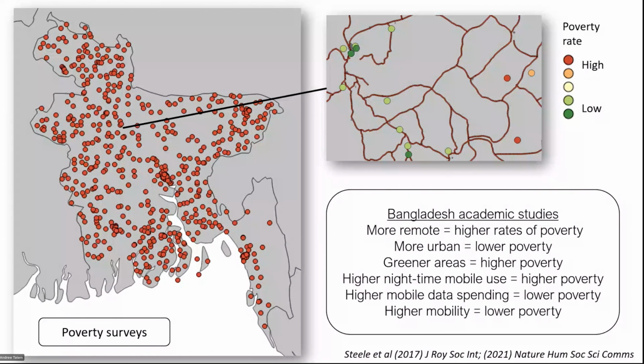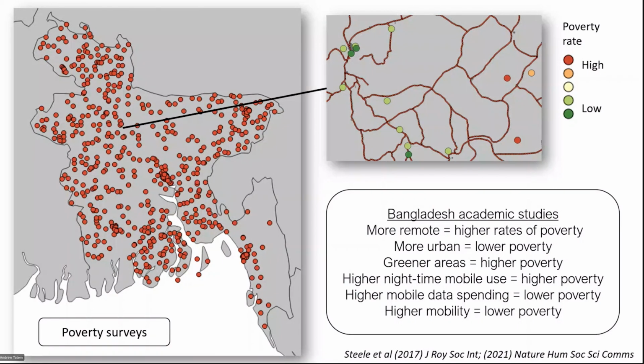But through a range of academic studies, there's been conclusions that it tends to be in the more remote locations, there are higher rates of poverty. It tends to be in the more urban areas, there are lower rates of poverty. And those areas that show greener areas tends to be higher rates of poverty and more rural, more agrarian. Higher nighttime mobile use have higher rates of poverty. Mobile data spending with lower rates of poverty. So there's this set of relationships that have been explored across the literature.